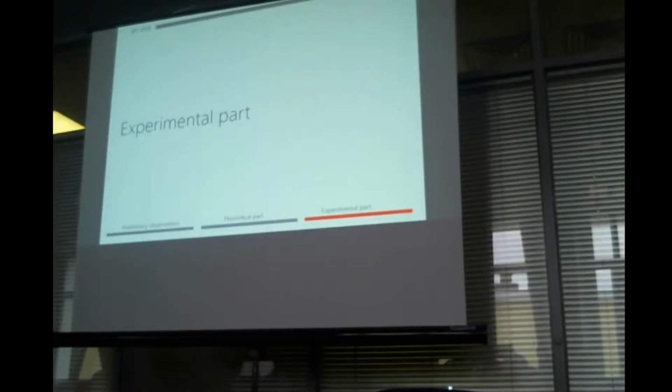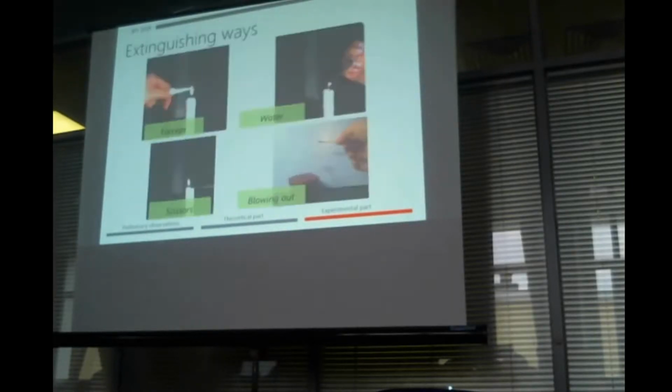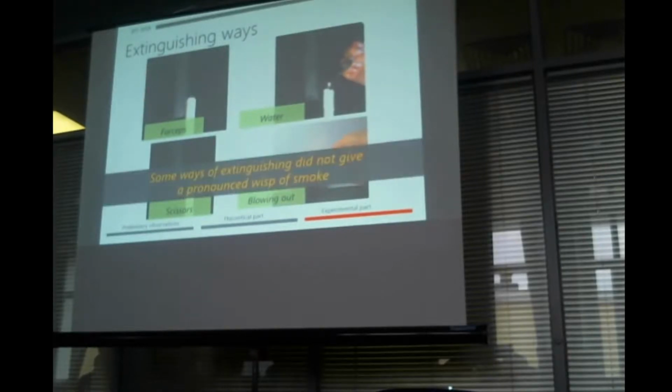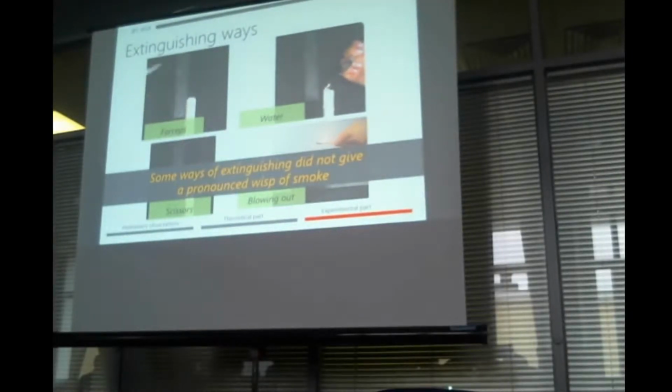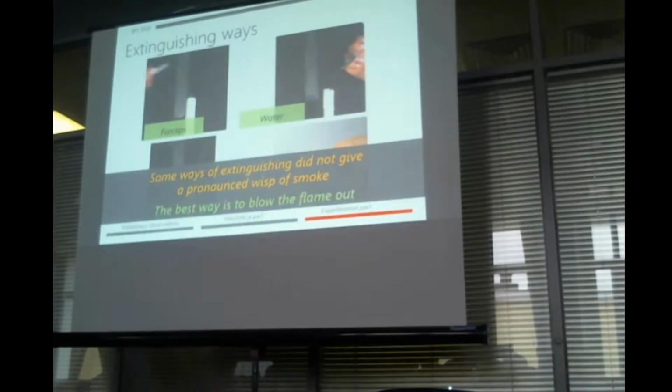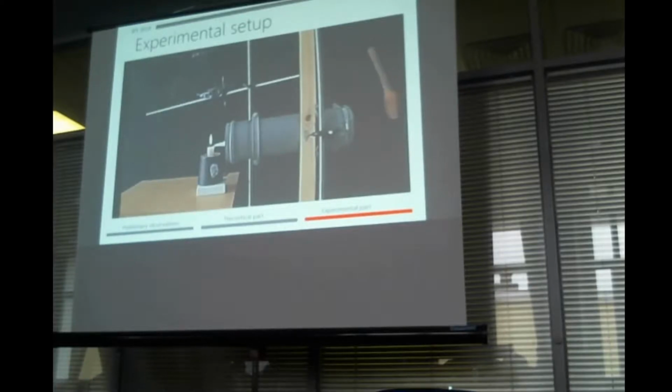And as we did our experiments, first of all we investigated different ways to extinguish our flame. A lot of different ways of extinguishing did not give a pronounced wisp of smoke because they closed the way of this wisp. So we understood that the best way is to blow the flame out. And as we did preliminary experiments, we saw that we should exclude some turbulences around the wisp. And here you can see our experimental setup.